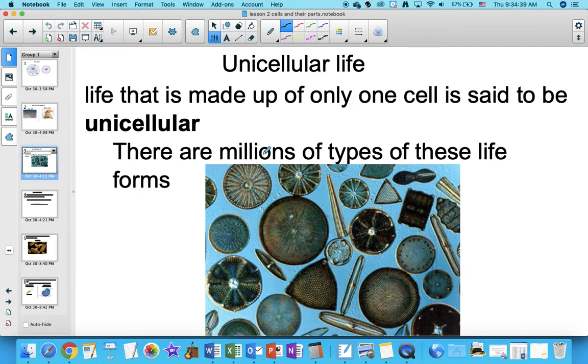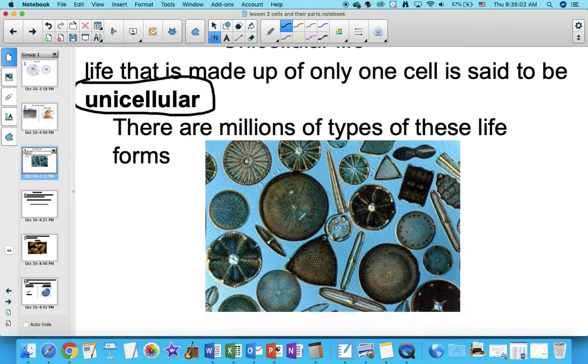So as long as something's made up of cells, at least one cell, you can say that they are alive. So if you find a living thing and it's only made up of one cell, you call it unicellular. You say that it is unicellular. Uni means one, cellular means cell, right? So think of the word unicycle. Uni means one, cycle means turn or wheel.